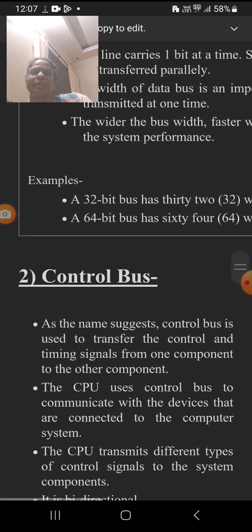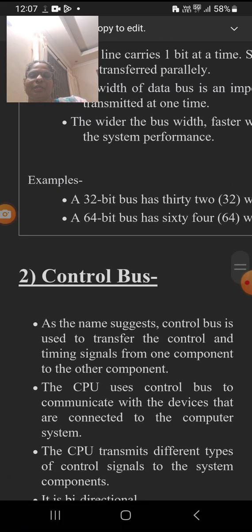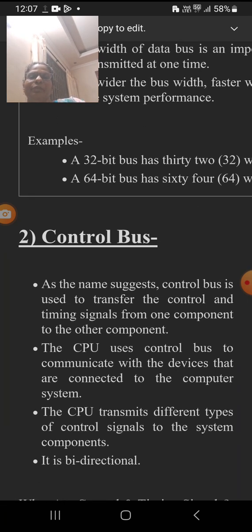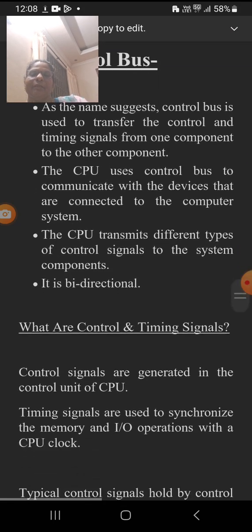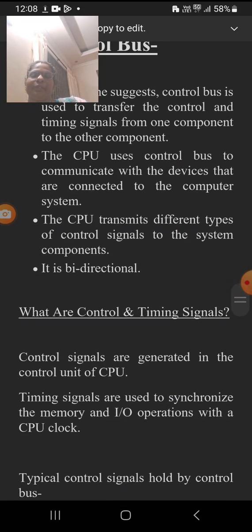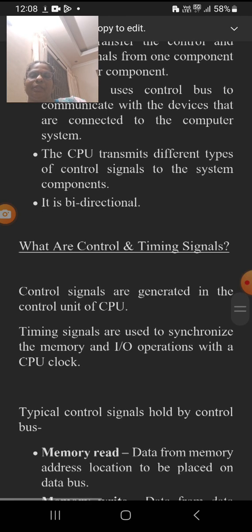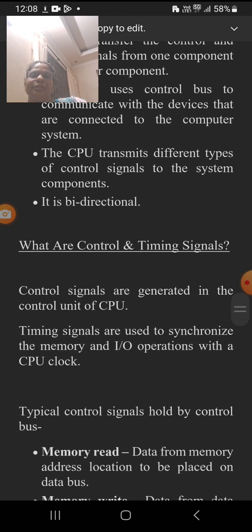Now the control bus. As the name suggests, the control bus transfers control and timing signals from one component to the others. The CPU controls the bus to communicate with the devices that are connected to the computer system. The CPU transmits different types of control signals to the system components. It is bidirectional. The control and timing signals are generated by the control unit. The timing signals are used to synchronize the memory and input-output operations with the CPU clock cycle.